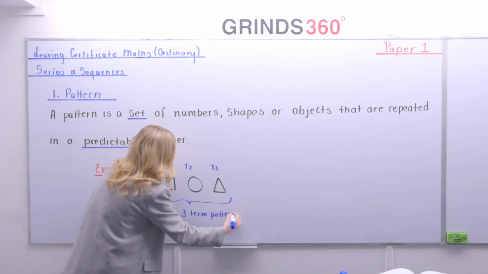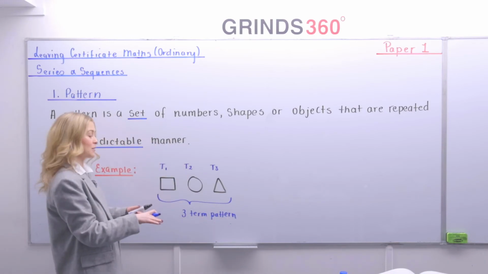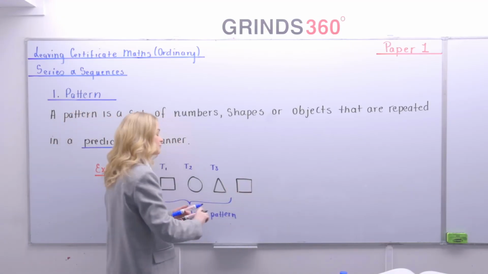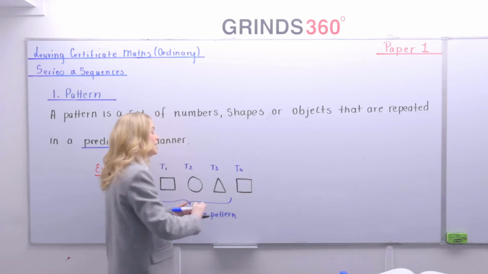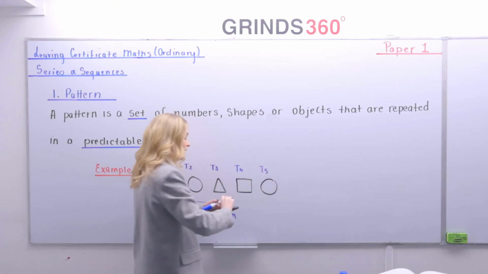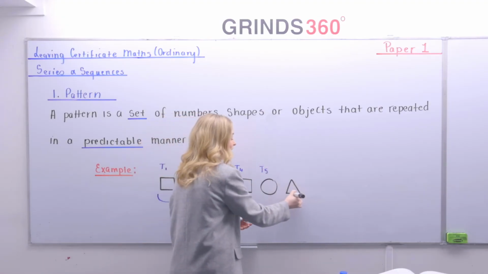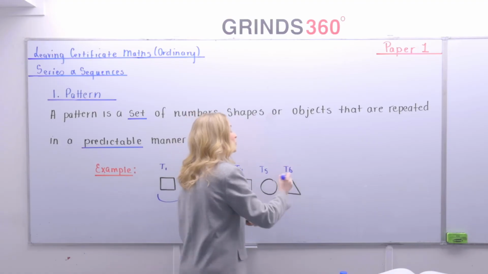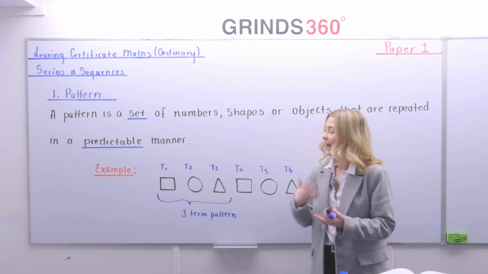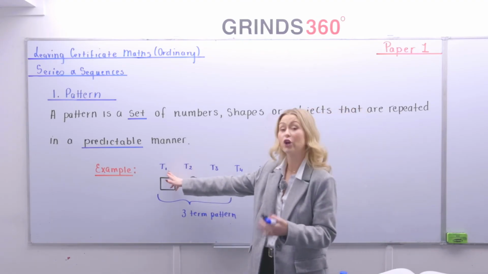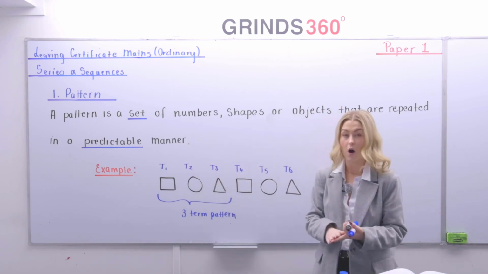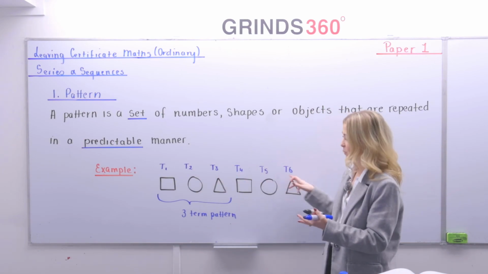if I'm asked to write down the next 3 terms of the pattern, term 4 will be my square, term 5 will be my circle, and term number 6 will be my triangle. These terms repeat. Again, notice here I'm referring to each of these as terms. And again, the first term is referred to as T1 or term 1, second T2, T3, T4, and so on. Remember terms and remember this notation.